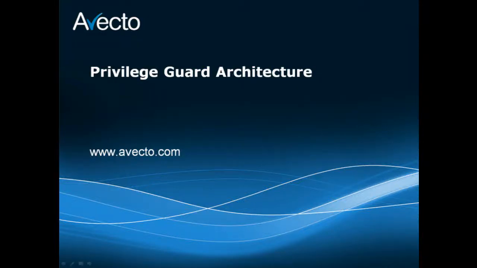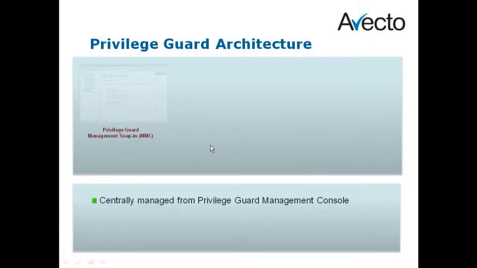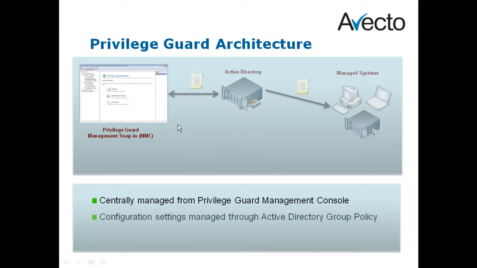There are two main elements to the Privilege Guard architecture. The central management console, which is an extension snap-in to the group policy editor, thus allowing organizations to utilize standard Microsoft tools to manage Privilege Guard. Privilege Guard associates its policies to an Active Directory group policy object. AD is then used as a distribution mechanism to deploy these policies to all of the users or computers under the management scope of the GPO.